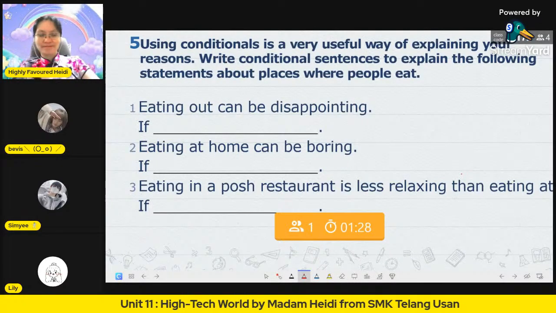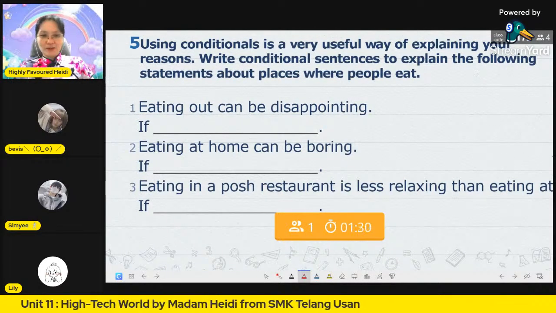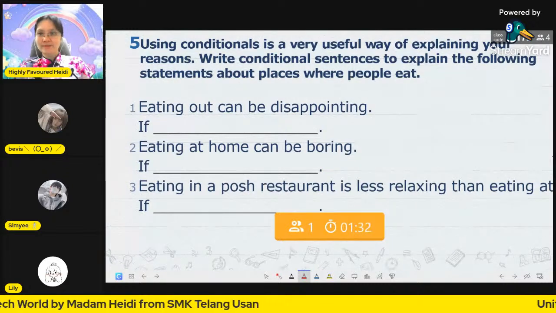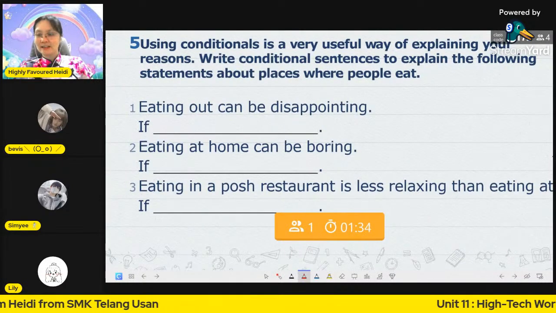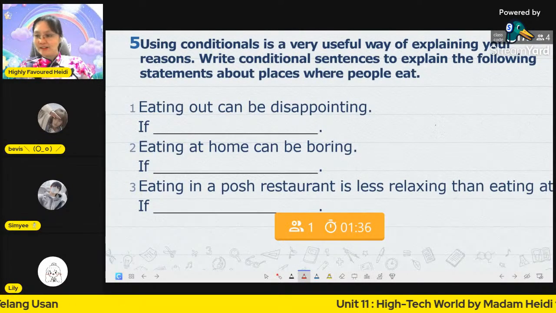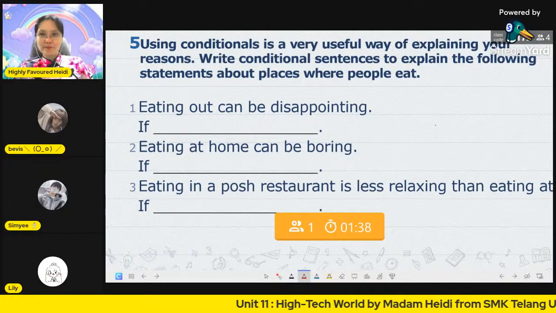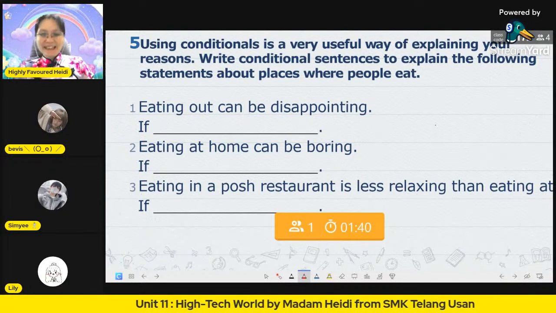Then you can join your teacher's class, your maths teacher's class. Maybe you can add the chat box there. Just type there. Thank you, teacher. Then that's it.